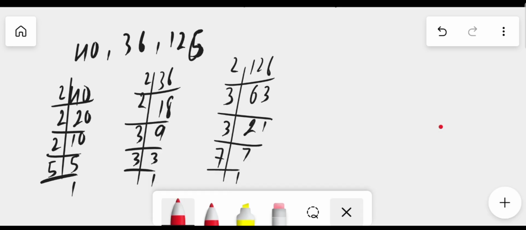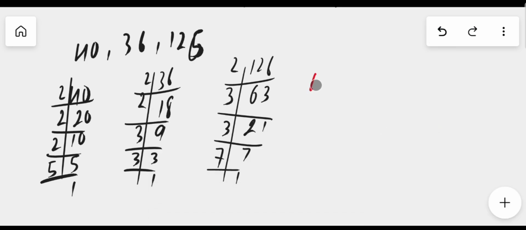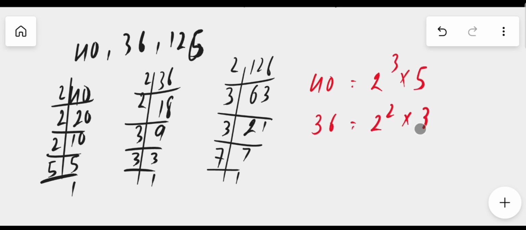126. So now we can write the prime factorization of 40 as 2 raised to the power 3 into 5, the prime factorization of 36 as 2 raised to the power 2 into 3 raised to the power 2, and the prime factorization of 126 as 2 into 3 raised to the power 2 into 7. So first of all, find HCF.